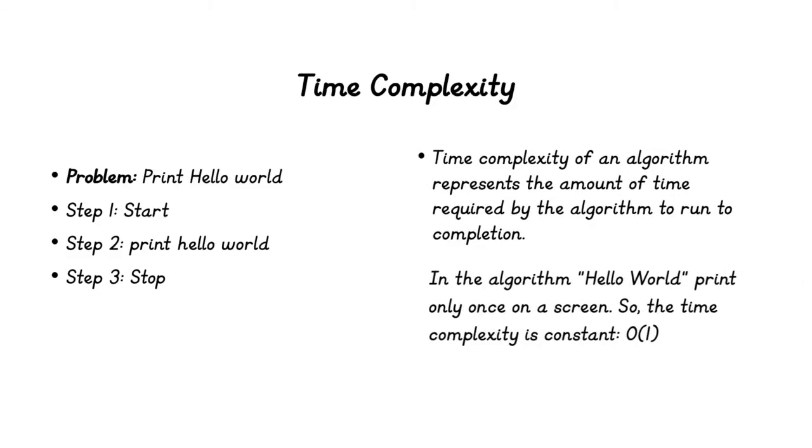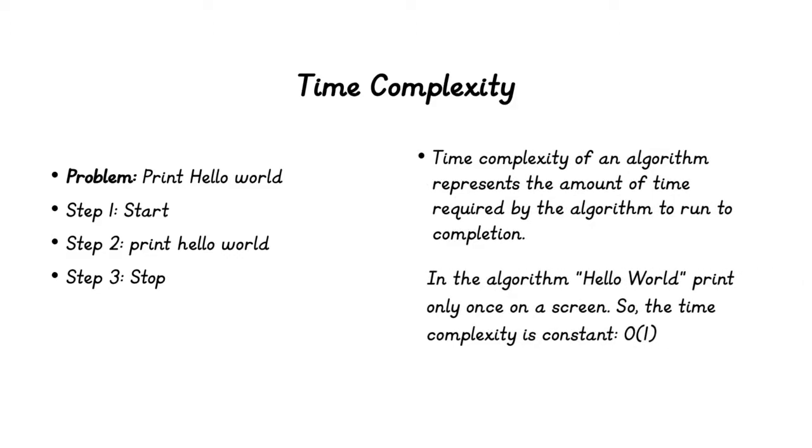Moving on to our next type of complexity, time complexity. Time complexity of an algorithm represents the amount of time required by an algorithm to run to completion. Let us understand time complexity with an example. Given our problem statement is to print hello world. The algorithm for the problem statement is as follows. In the above algorithm, hello world prints only once. So the time complexity is constant, that is big O of 1.